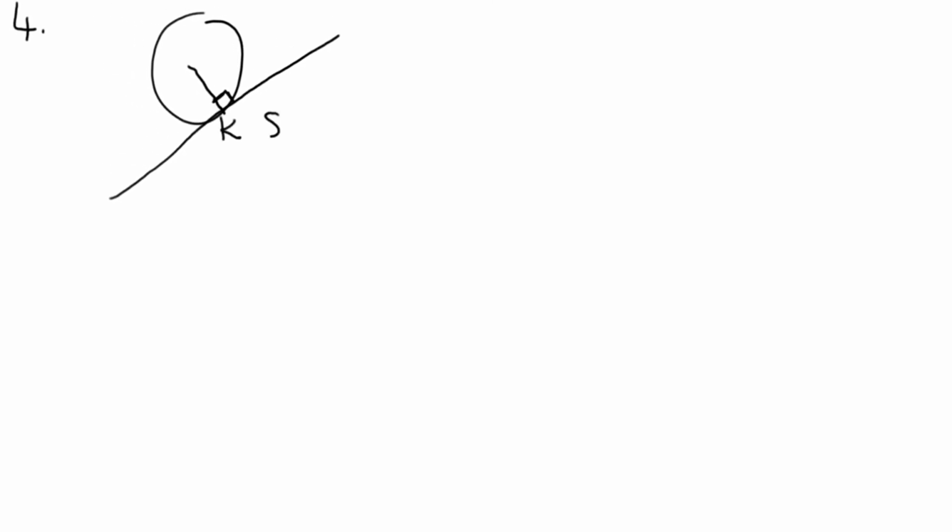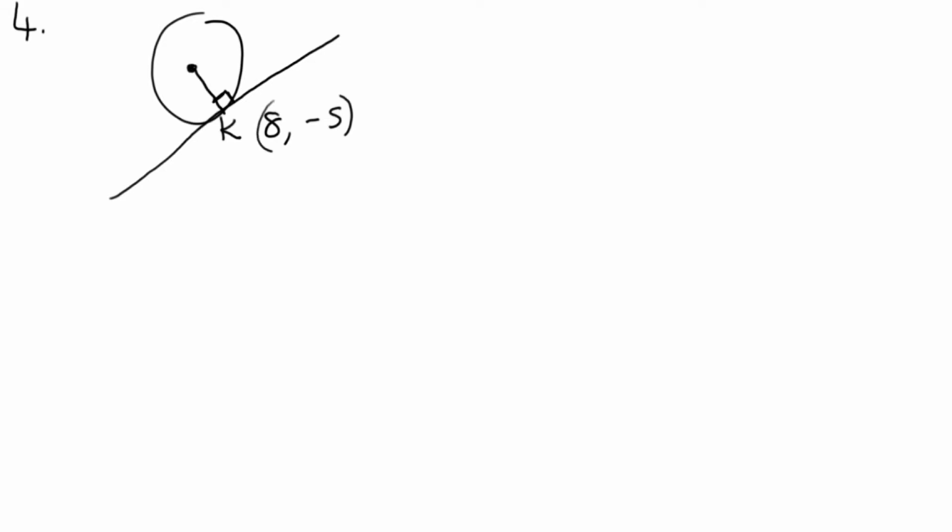Now on to question 4. You're asked for the equation of a tangent to a circle at K. So we've got your circle, you've got your tangent. Just remember that the tangent will always be at right angles to the radius. So K is (8, -5).